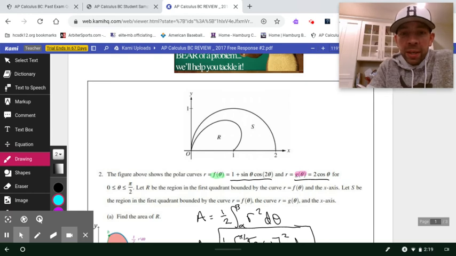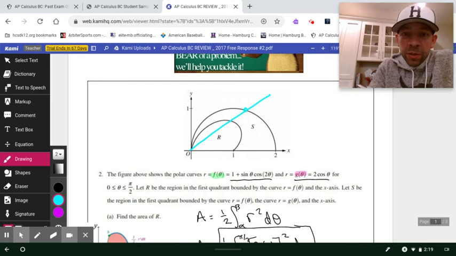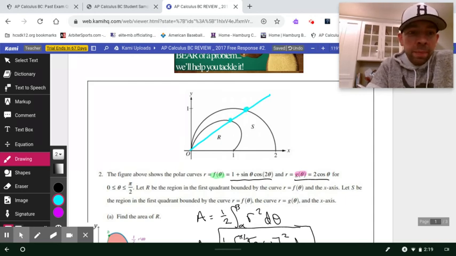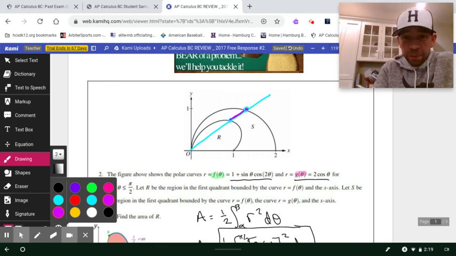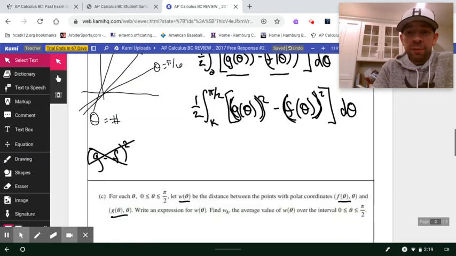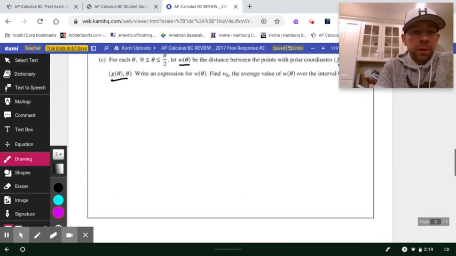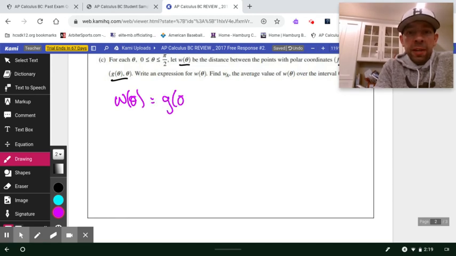So you could just pick any random ray that you want and take this point, and the distance between them, which would be this length right here, is going to be your w function. So I said w is simply g of theta minus f of theta. That's really all there is to it. So let's see if we can write that out. W of theta is g of theta minus f of theta. That's all there is to that.